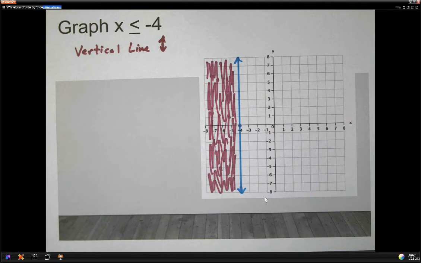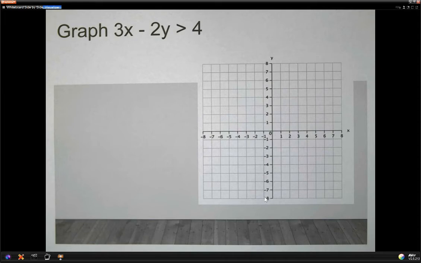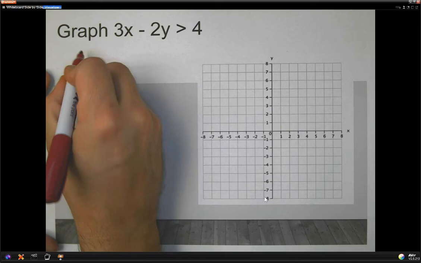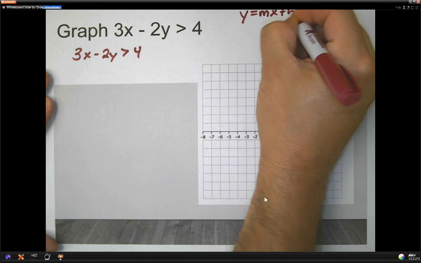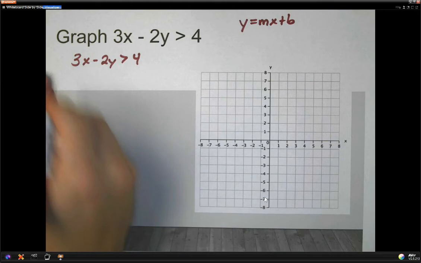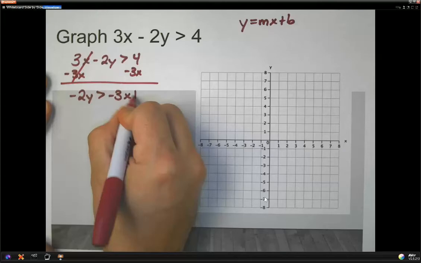Now, there will be some inequalities that we deal with that we're going to have to rearrange, just like the equation ones. We've got to rearrange them and put them into slope-intercept form. So that's what we're going to do here. We're going to take the inequality and put it into slope-intercept form. Again, reminding you of slope-intercept form, that is y equals mx plus b. So basically, I am trying to get y all by itself. So I do some inverse operations. I go ahead and move the 3x to the other side. I get negative 2y is greater than negative 3x plus 4. I'm prepping it to be in slope-intercept form.